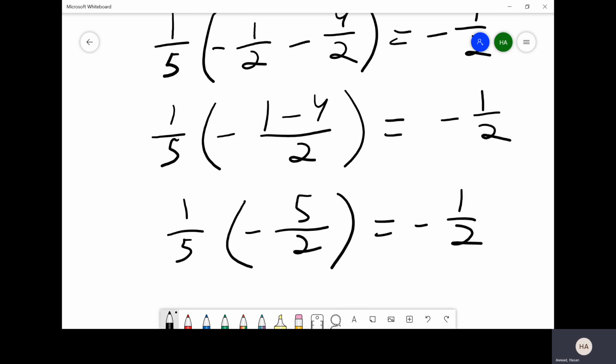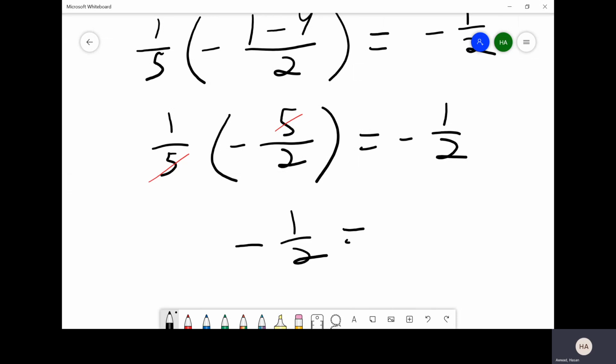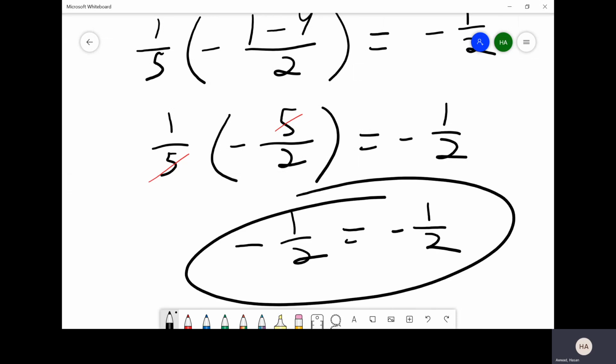is equal to negative 1/2. And what do we know is going to happen here when we multiply these fractions? Well, the 5 in the denominator is going to cancel with the 5 in the numerator, and all we are left with is a negative 1/2 is equal to negative 1/2. And we have just shown that this works for our solution. So our check worked, it worked out.